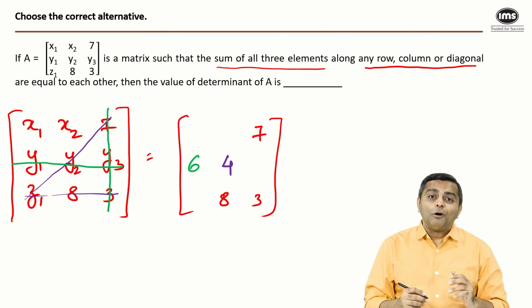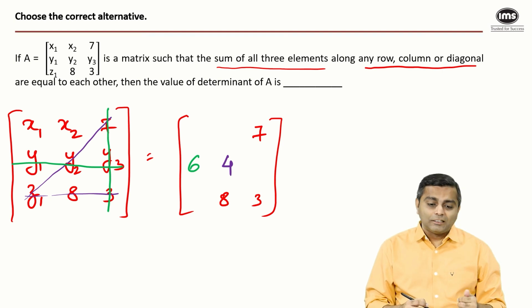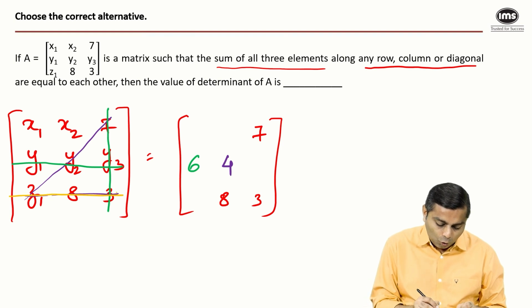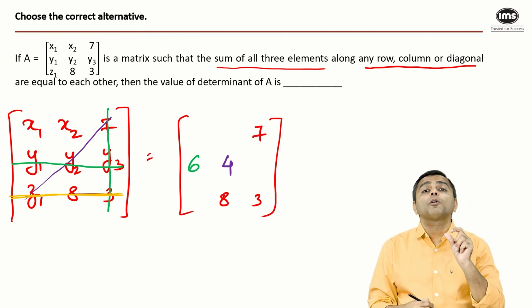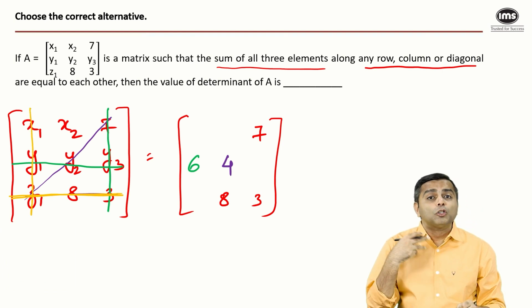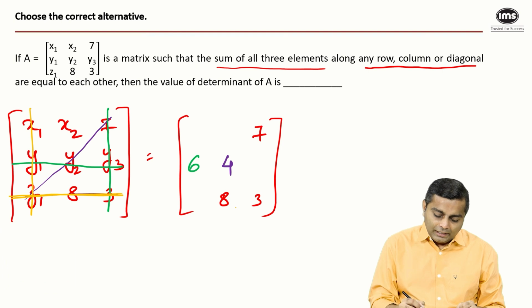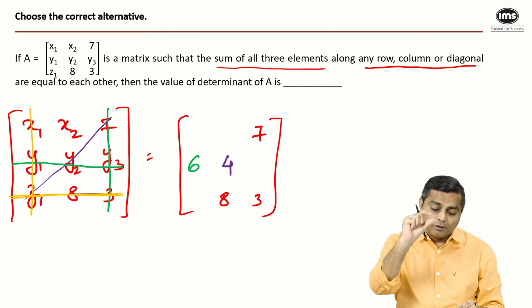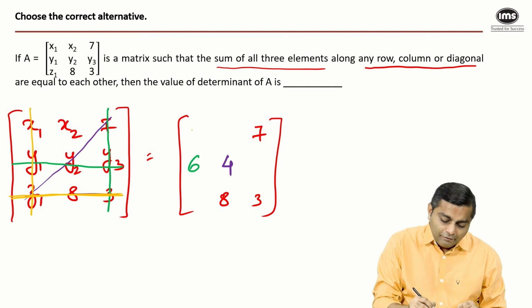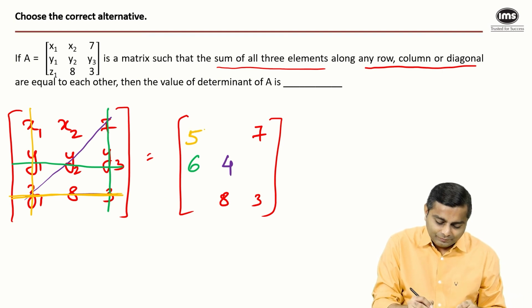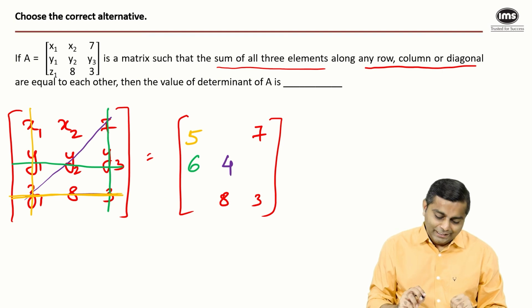Okay, fine. Now let's use Z1 as being common. So if Z1 is common, let's take the last row. The last row gives us 8 plus 3, 11 and a Z1. The first column should also give us an 11 and a Z1. Correct? So if the last row is giving me 11 and a Z1, the first column should also give me 11 and Z1, which means my first row, first element is nothing but 5. I hope you are understanding this.